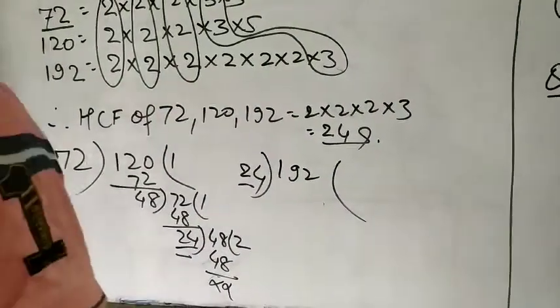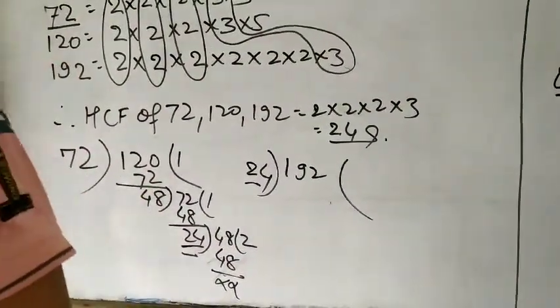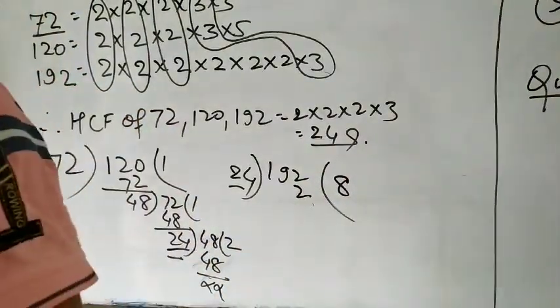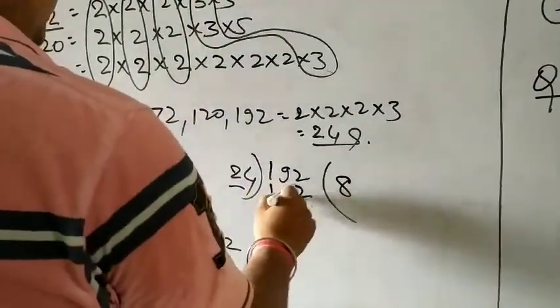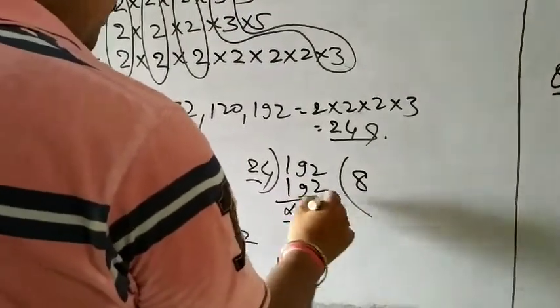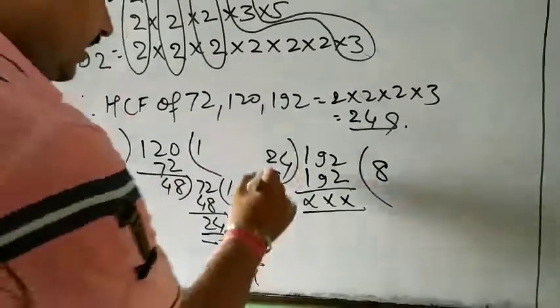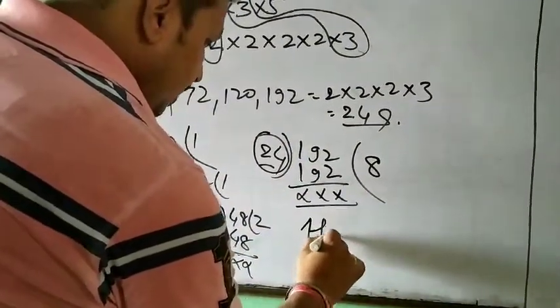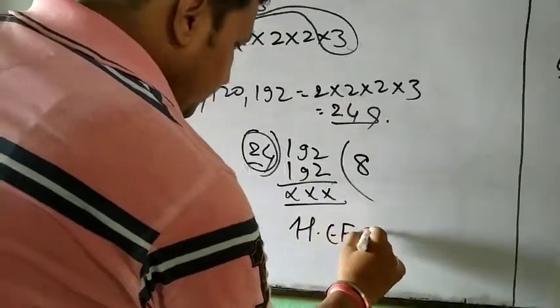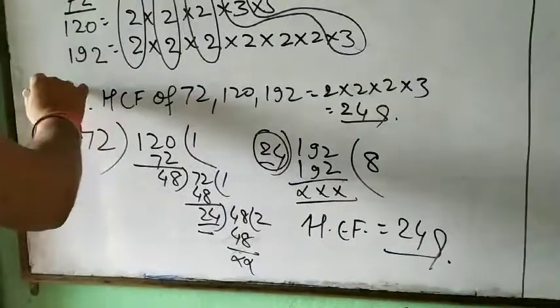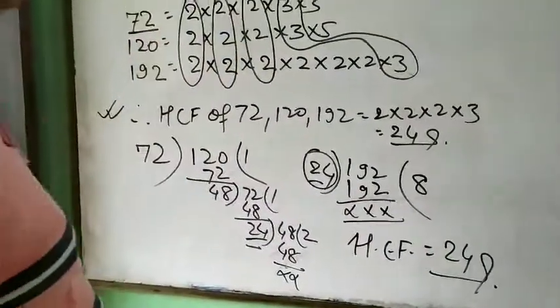24 times 8 is 192. When every number is completely divided, then the last divisor is called the HCF, which equals 24. This is the division method, the second method.